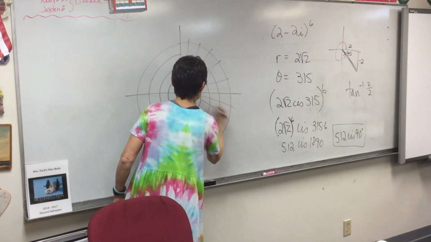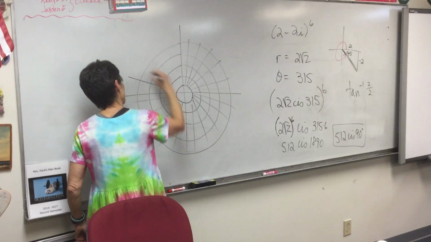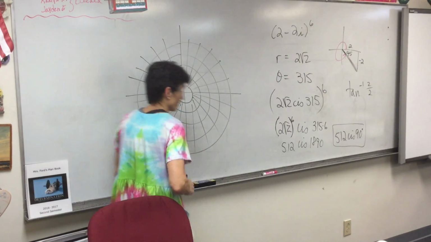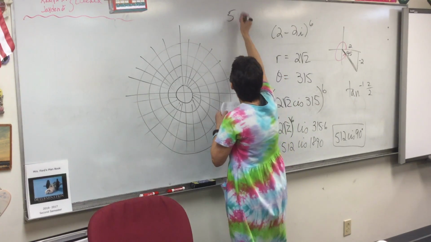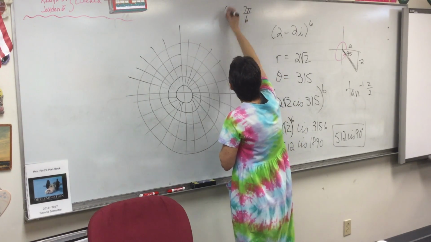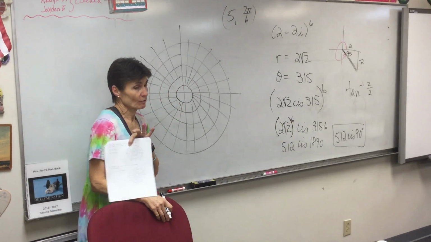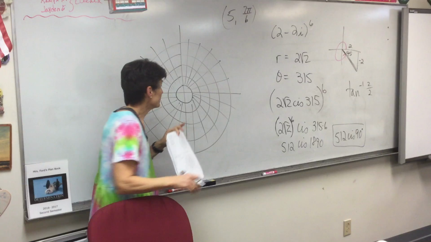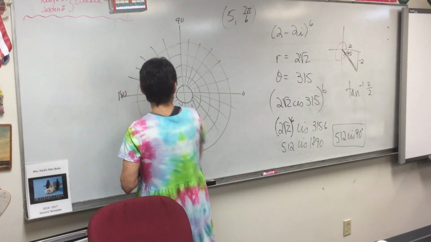Okay, so you've got your paper there all ready to go. We're going to plot a couple of points. The first point we're plotting is (5, 7π/6). Now, if you look at the graph paper I provided, which is exactly the graph paper I've provided since the beginning, you'll notice that it is labeled in degrees.